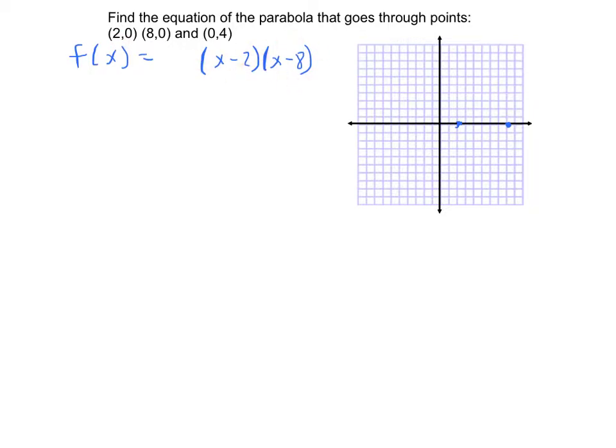It doesn't matter what this is, doesn't matter what the scalar in front is, the whole thing's going to be spat out as a 0. Same thing for the 8. 8 minus 8 is 0. Doesn't matter what the rest is, you're going to get a 0. So that's my factored form.